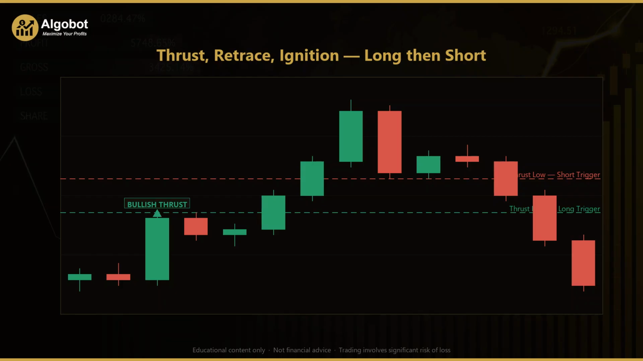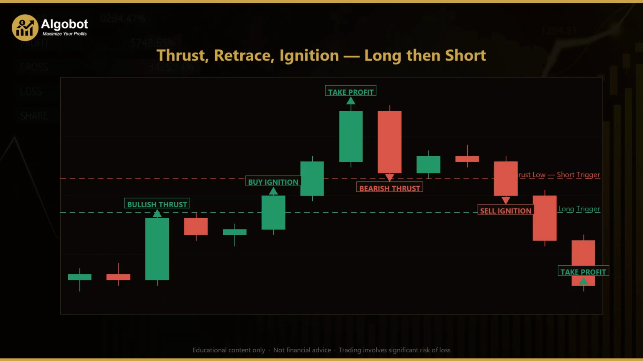Now watch the right side for the mirror image. A large bearish power candle prints, and the strategy stores its low, the red dashed line, as the short trigger. Price retraces gently upward, staying shallow. Then a decisive candle closes back below the red trigger with a momentum close to the downside. That's the sell ignition. The strategy enters short, with its stop just above the pullback high and its target measured the same way. Price falls toward the take profit, and the short trade closes.